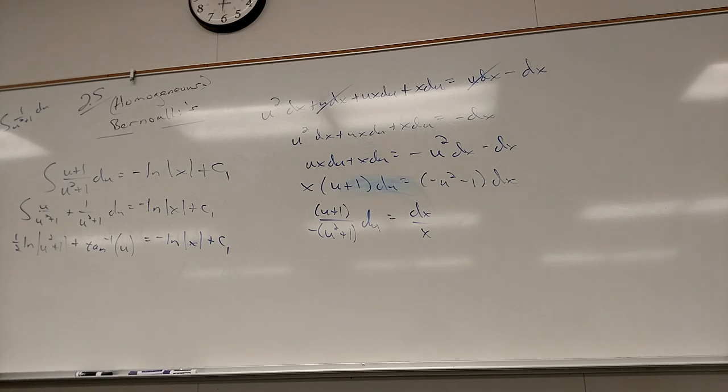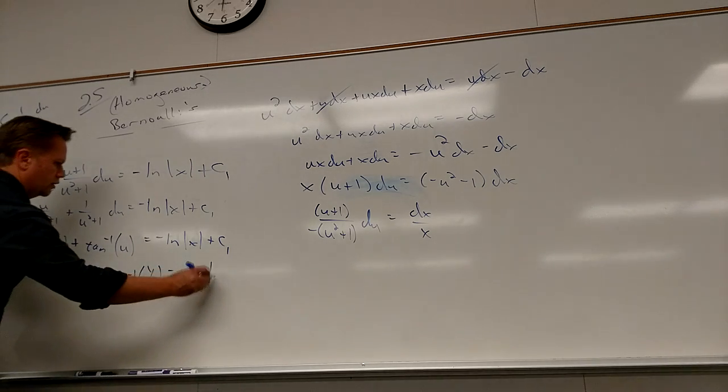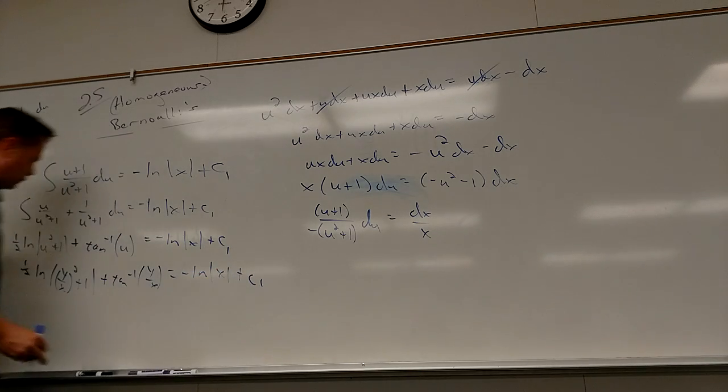Oh man, I was trying to save us some ugliness for the first example problem, but I sort of didn't. Now what is u? Remember what u was? The answer can't have u's in it. That's y over x. So this will be 1/2 natural log of (y over x) squared plus 1, plus inverse tangent of y over x, equals negative natural log of x plus C1.